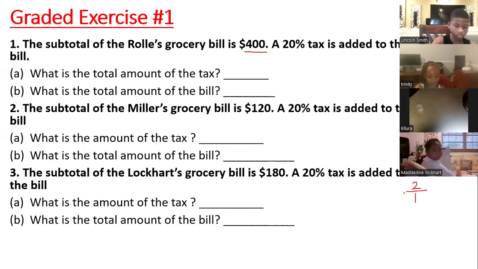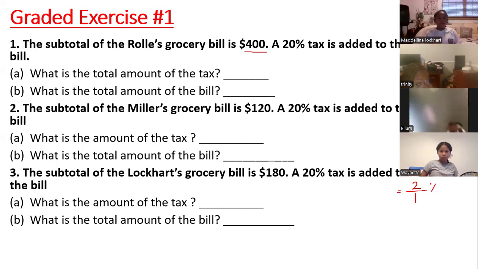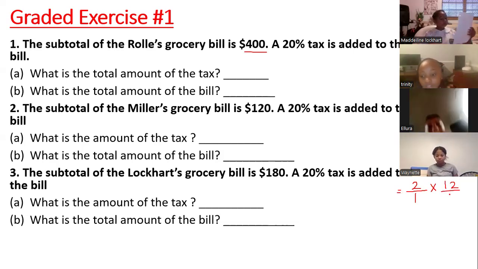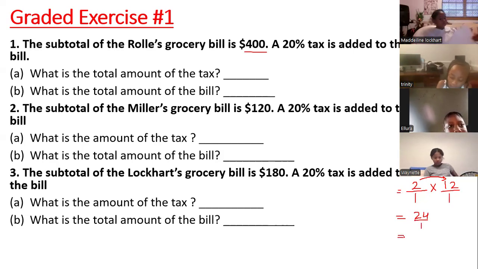Madeline, you can't have your back to us. You can't do that. My bad. So it's going to be 2 over 1 multiplied by what? 12 over 1. 2 over 1 multiplied by 12 over 1. So 2 times 12 is 24. Yes, it's going to be 24 over what? 24 over 1. So 24 over 1 is what? 24. Good.